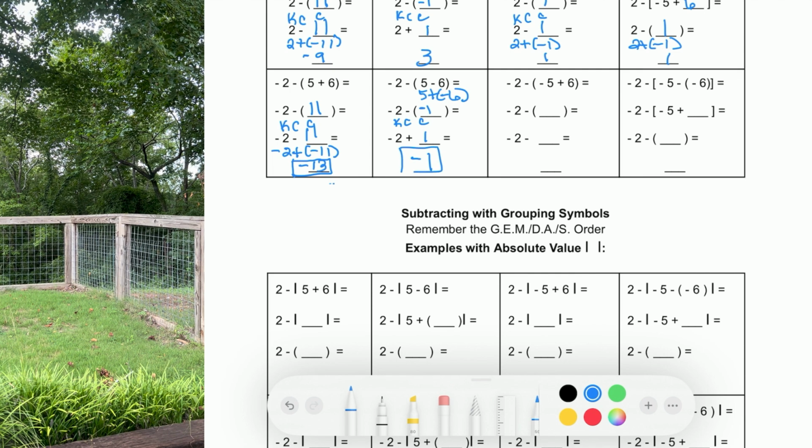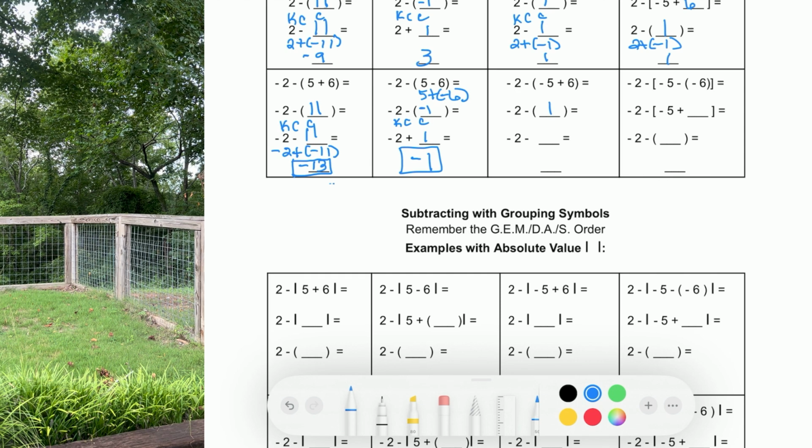The next example has a negative 5 plus 6. Again, this is addition, so I'm not going to keep, change. We only do that when it's subtraction. But I have two different signs, so I need to subtract them, which is 1, and keep the sign of the greater, which is the 6, so it's going to be a positive 1.